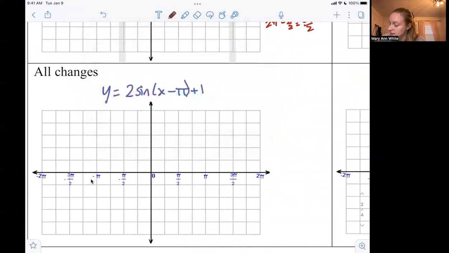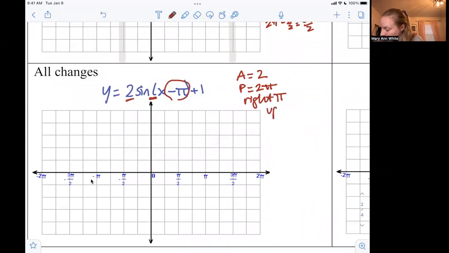So the first thing I notice is the 2 means that my amplitude is 2. There's no b, so my period is just going to be 2 pi. I'm going to go to the right pi units. And I'm going to come up 1 unit.